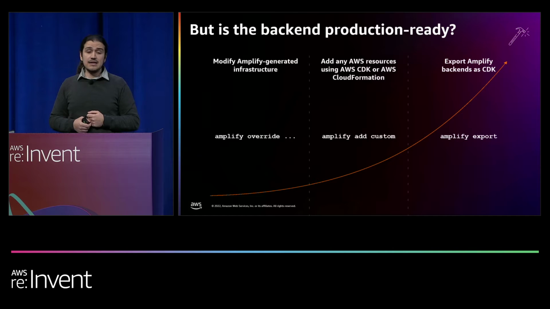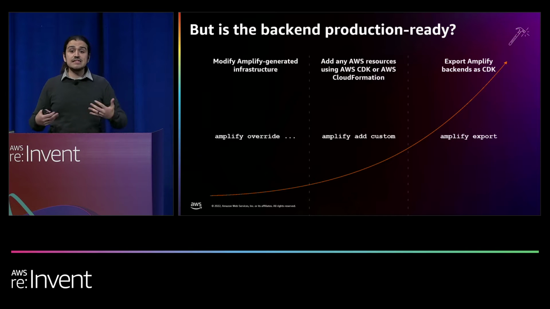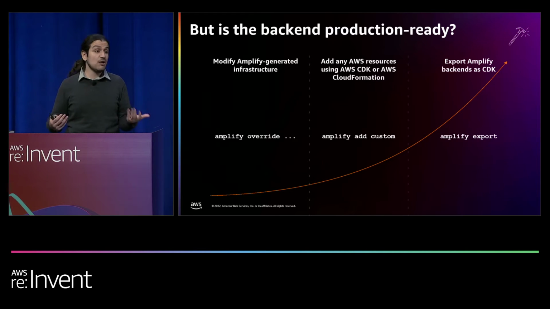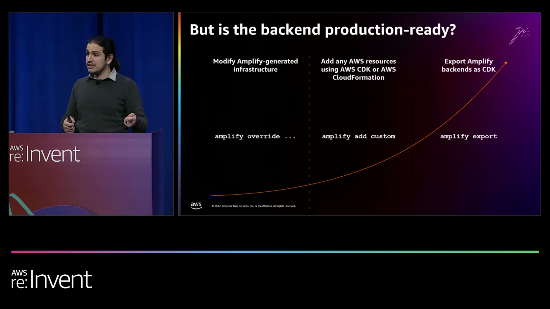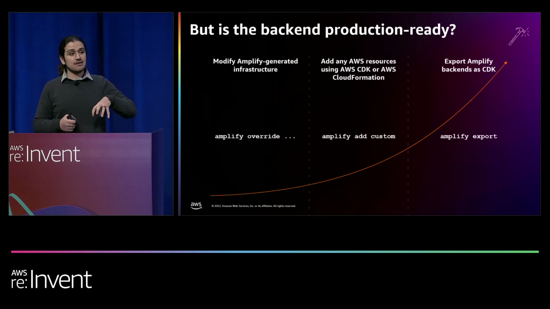The second bucket is how can I add additional custom resources that are not natively provided by Amplify? And this is helpful for use cases where you want to pull in additional services that might be helpful for your use case so that you can really truly harness the full breadth of the 175 plus AWS services. And lastly, developers wanted a way to export their Amplify backend as a CDK construct and then be able to use that with a CI/CD pipeline that they manage.